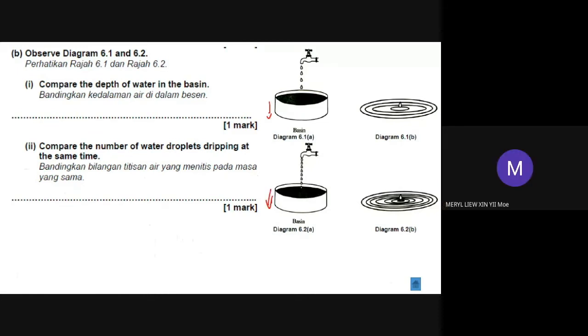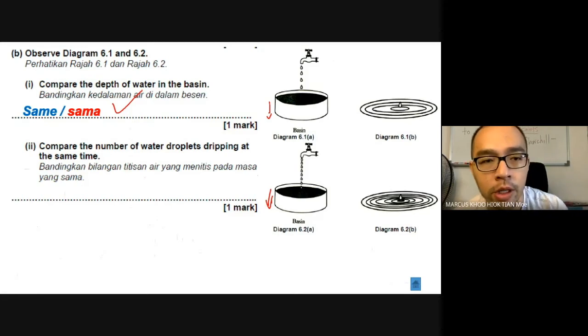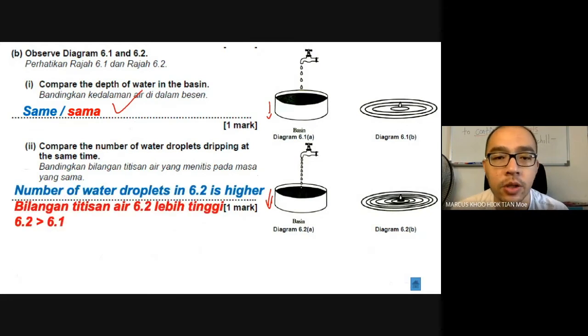The depth of water in the basin in diagram 6.1 is same as diagram 6.2. Good and excellent answer. But for short form purposes, I'm just going to say same. The number of water droplets dripping at the same time. Can I have the next person? 6.2 higher than 6.1. Yeah, 6.2 is higher than 6.1.